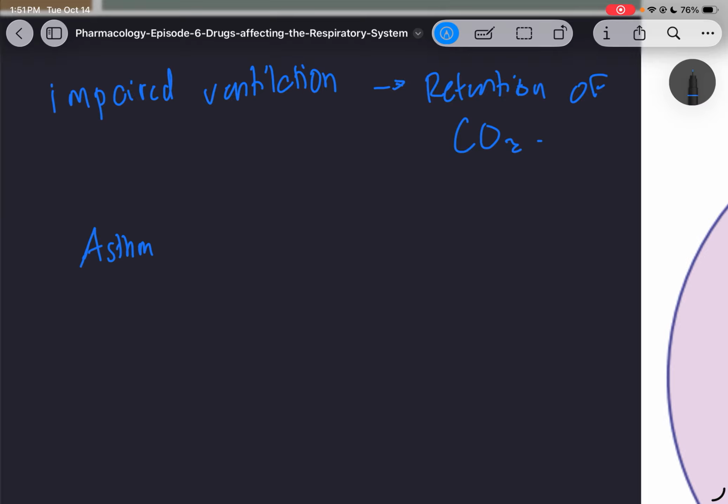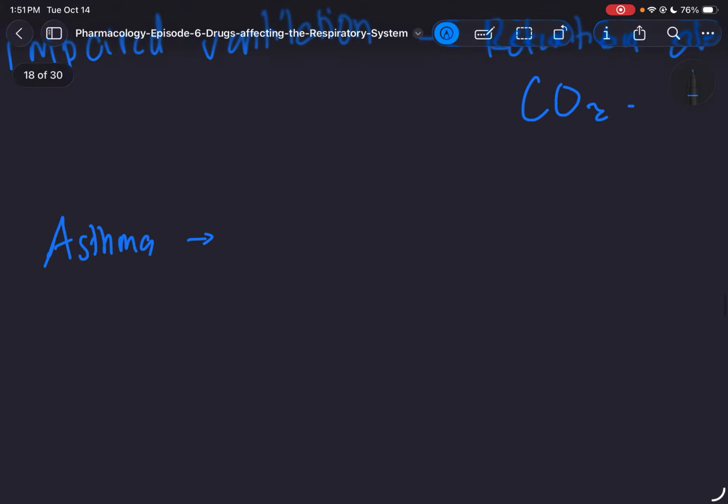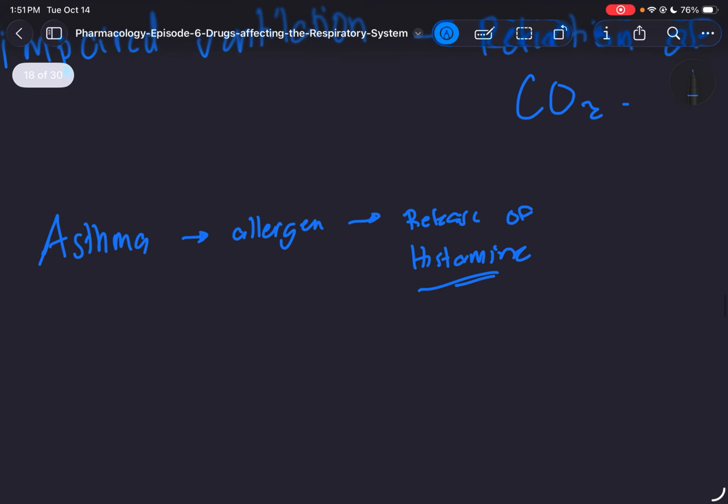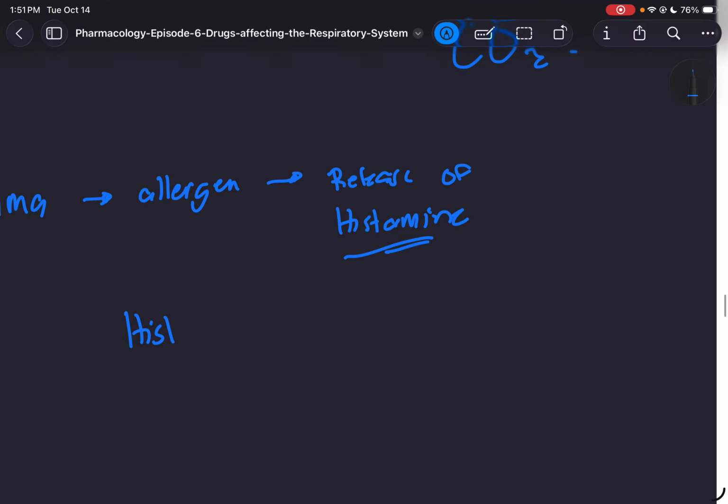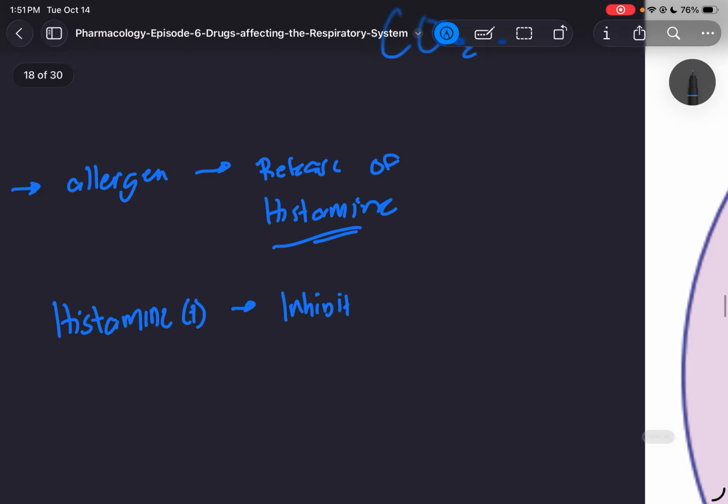Specifically in asthma, since this is caused mostly by an allergen, remember that an allergy triggers the release of histamine, di ba? Histamine. If there is histamine, then it will, listen to me, inhibit what we call cAMP. When we say cAMP, this is cyclic adenosine monophosphate.